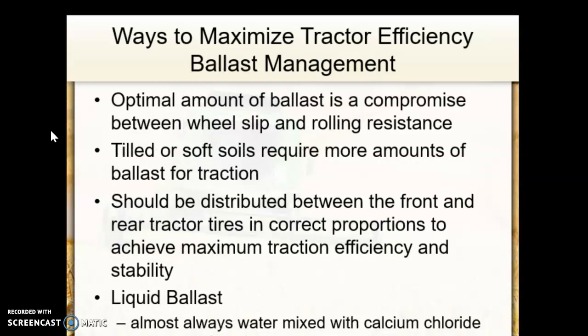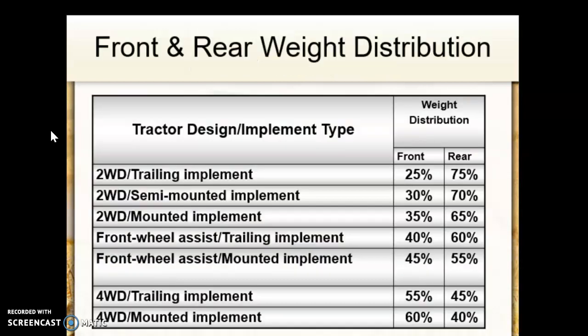Having the optimal amount of balance is a compromise between wheel slip and rolling resistance. So basically making sure that our tires are filled to the right pressure. Okay, that's going to help increase our efficiency. Sometimes people will use a liquid ballast. They'll actually put calcium chloride mixed with water inside the tires. That was a very common practice back in the 40s, 50s, and 60s. And the idea was that increased your ballast efficiency.